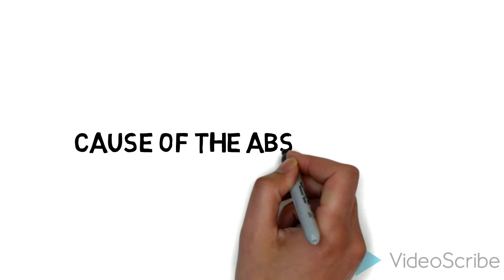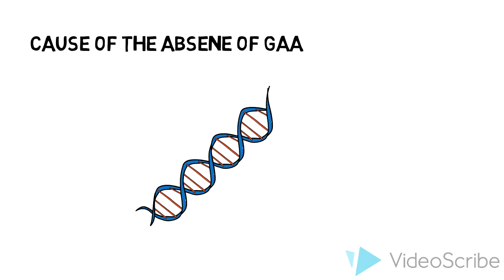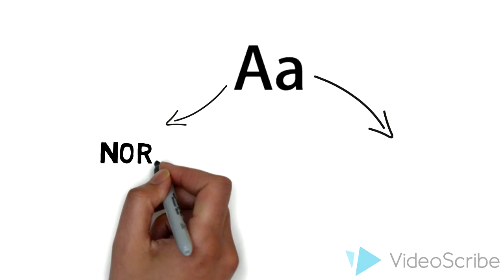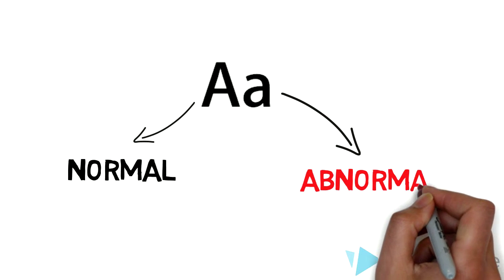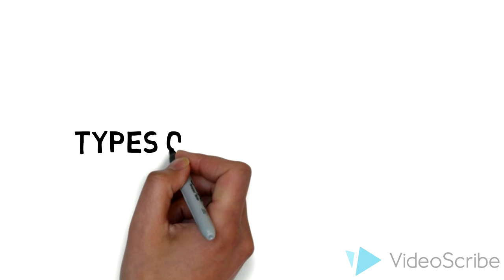Then, what causes the absence of GAA in the lysosome in the first place? The mutation of the GAA gene in the DNA of patients is the cause of Pompe disease. These mutations are passed down by the parents. This trait is represented by a recessive allele, which means that if an individual receives one normal gene and one abnormal gene, the person will likely be a carrier for the disease, but the symptoms may not show.